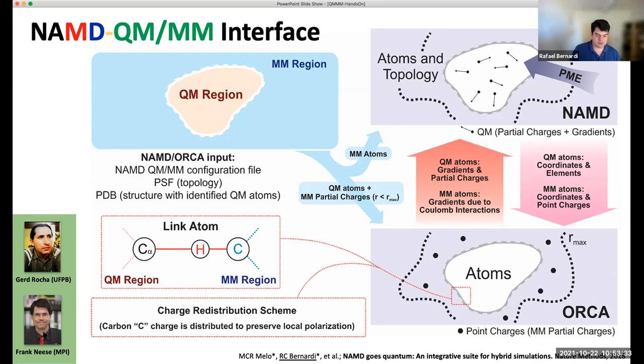And Frank Neese, from the Max Planck Institute in Germany, is the main developer of ORCA. He's the leading quantum chemist in the higher-level kind of methodology, where you need more details, more accuracy from your QM methods.